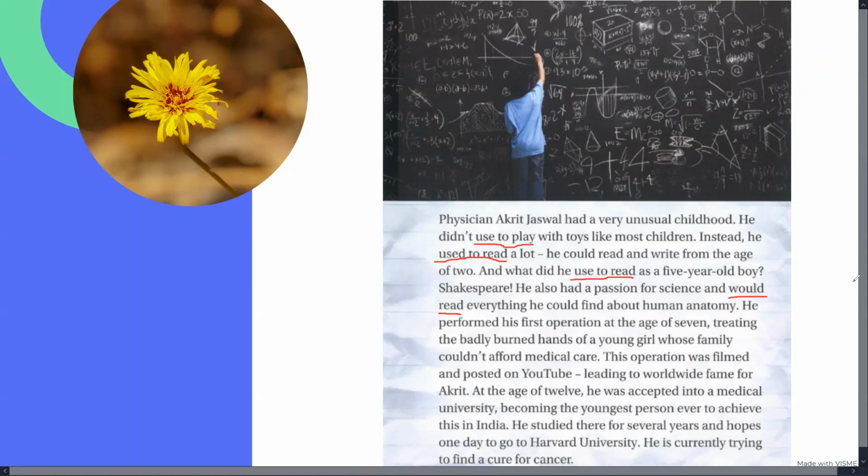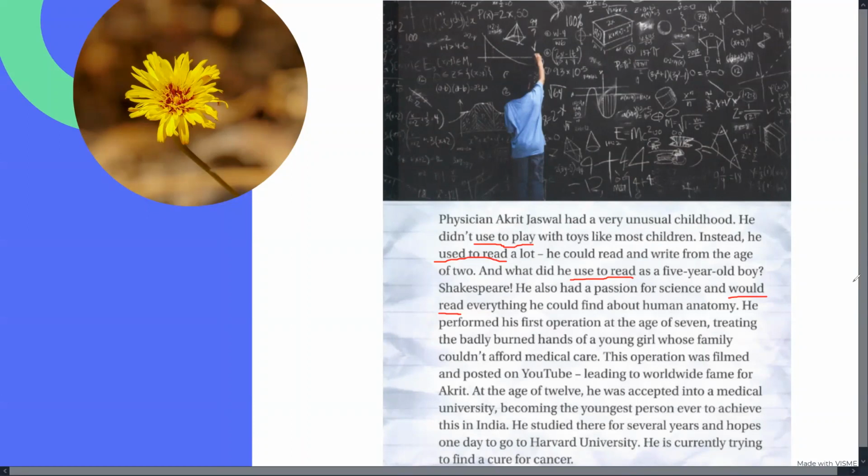He performed his first operation at the age of 7, treating the badly burned hands of a young girl whose family couldn't afford medical care. This operation was filmed and posted on YouTube, leading to worldwide fame for Akrit. At the age of 12, he was accepted into a medical university, becoming the youngest person ever to achieve this in India. He studied there for several years and hopes one day to go to Harvard University. He is currently trying to find a cure for cancer.